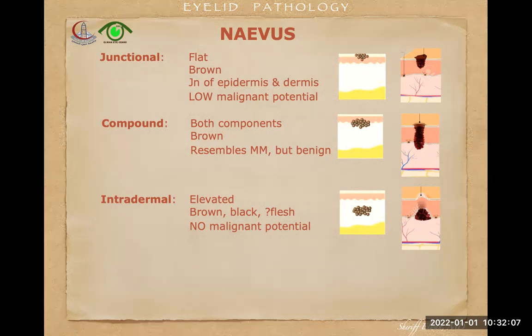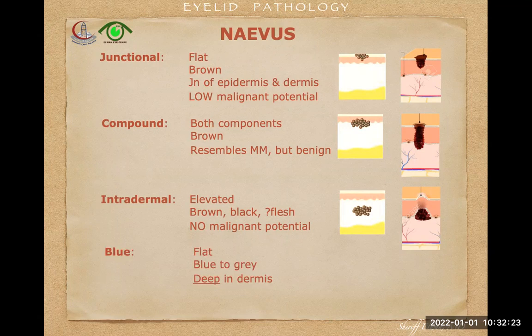So the three main types are the junctional, compound, and intradermal, and the only one with a malignant potential, but a low one, is the junctional. And then the deeper dermis component is again flat but blue to gray in color. The deeper you go, the bluer you get. It's just like the sea, due to the optical phenomenon of birefringence, where the blue color is the one received by the human eye when you look at it. And when it is deep in dermis, it's blue and it's flat.